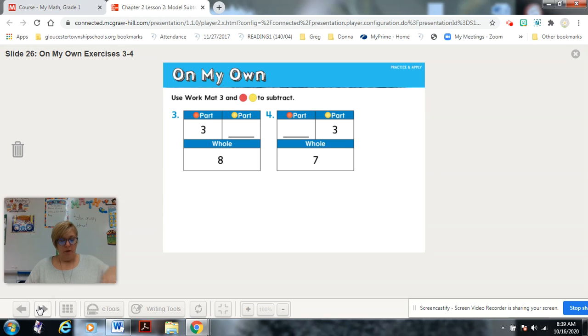Okay, so boys and girls, for the on my own, it's the same thing. Use your work mat to work on 3 through 10. And write your answers and have an adult check them for you.